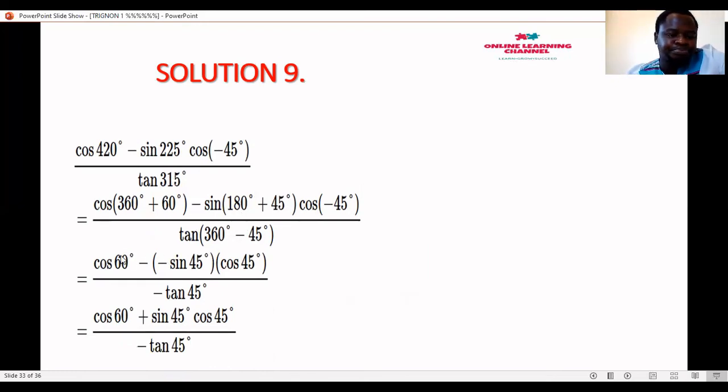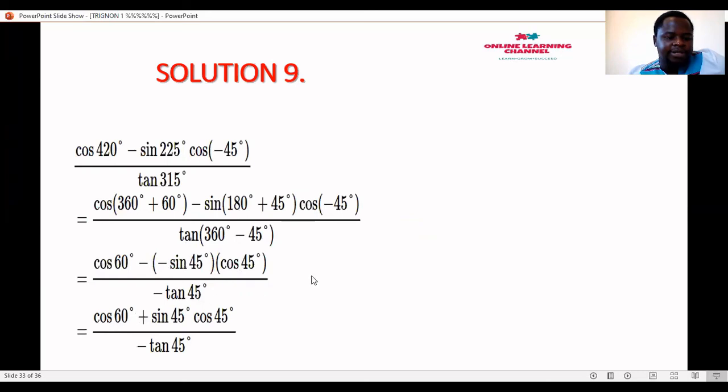So now 360 plus theta, it will be cos 60 minus, so 180 plus gives negative sin 45. Cos of negative is positive, it will be cos 45. Then tan(360 minus 45) is negative tan 45, because of the negative there. Okay, then now you have negative multiplied by negative, which will give you positive.